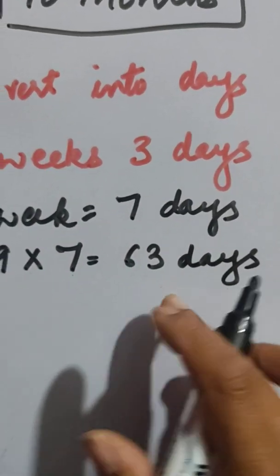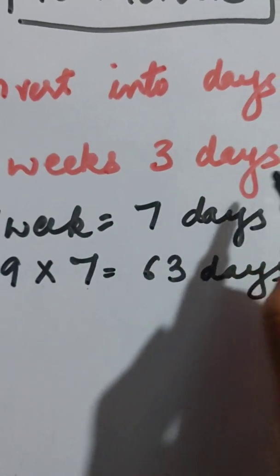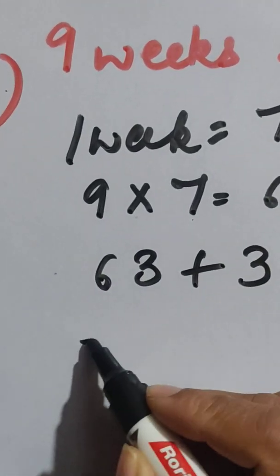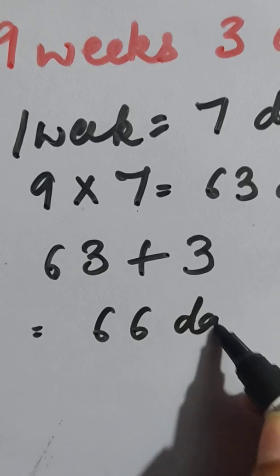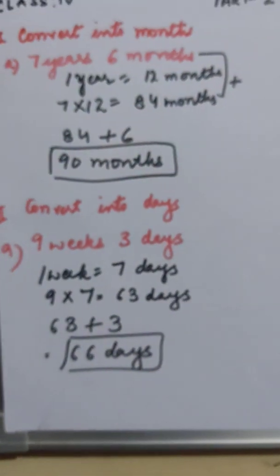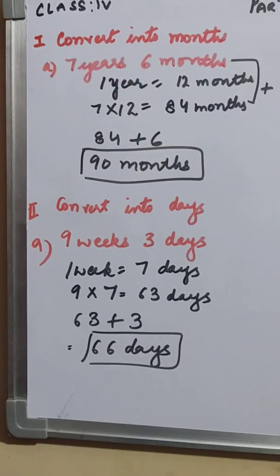Now this is 63 days. And this 3 days is already given, so you are going to plus. Understood? I hope the first two sums are clear.